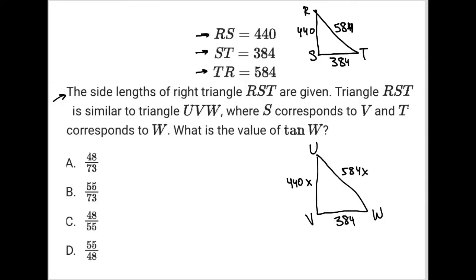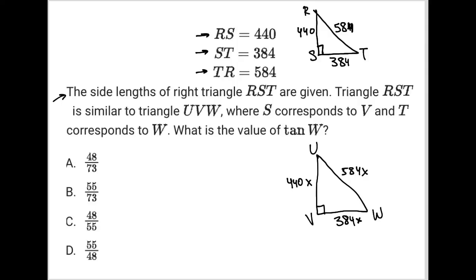I know that it's some multiple of what the side lengths were in triangle RST, because that's what it means for these triangles to be similar. Their angles are congruent to each other, and their side lengths are proportional. So where S corresponds to V and T corresponds to W, right? What is the value of tan W?